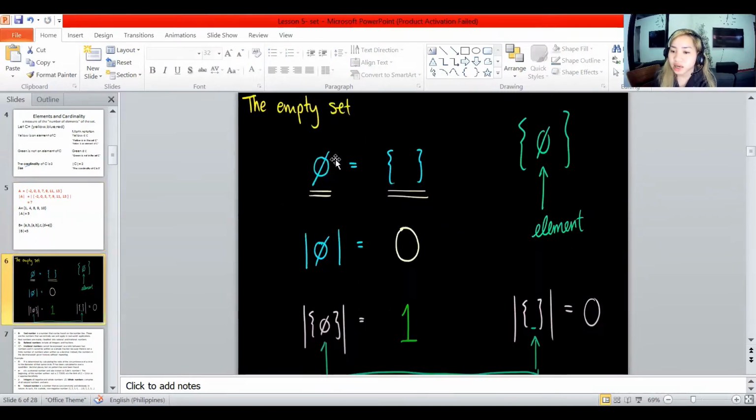So, empty set, kapag po nakakita kayo ng gantong symbol, empty set po siya.